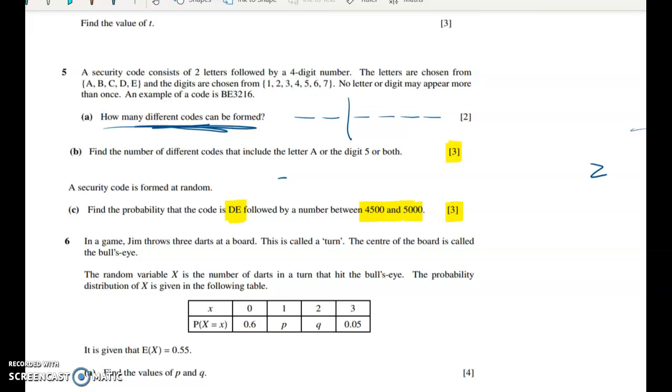The first thing to think about is that we already found back up here that there were 16,800 codes that could be formed. So the way that I'm going to do this, I think by far the easiest way, is just to say how many of those codes are going to have the pattern that we want, right? So again, we've got the 2 letters here, and then we've got the 4 codes. So if the 2 letters have got to be D and E, we don't have to think about the 2 letters anymore. And then the codes have to be between 4,500 and 5,000.